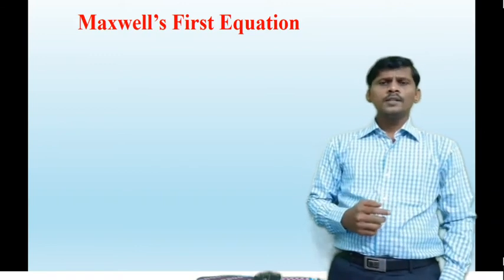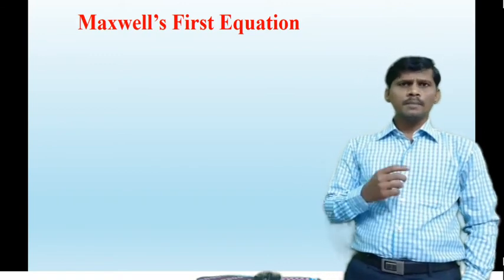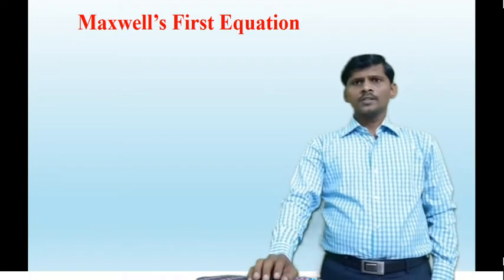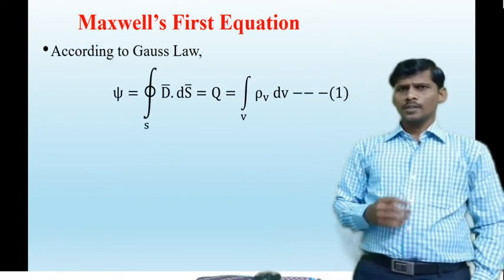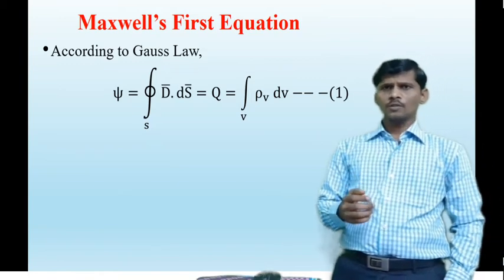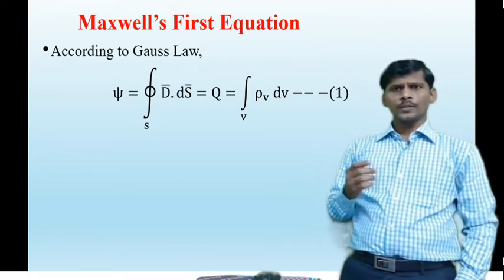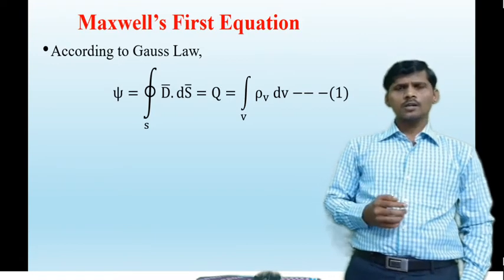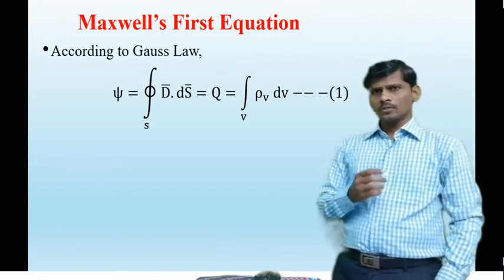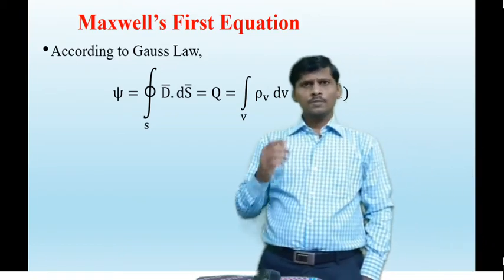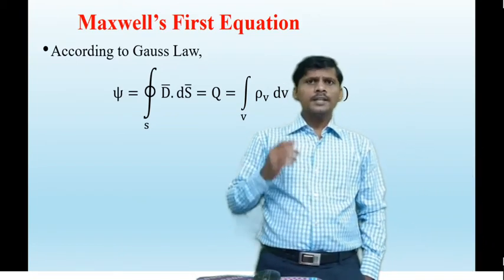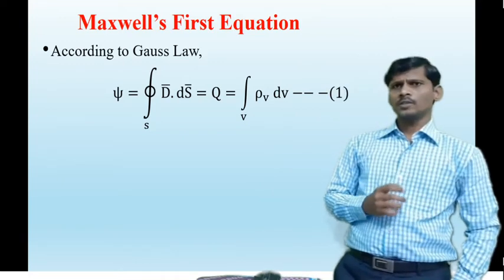So we know that the integral form of the Maxwell first equation is psi is equal to q, that is equal to the closed surface integral of D bar dot dS bar, where q is equal to the volume integral of rho v into dv. So rho v is the volume charge density. So this equation is called Maxwell's first equation. That is the integral form of the Maxwell first equation.